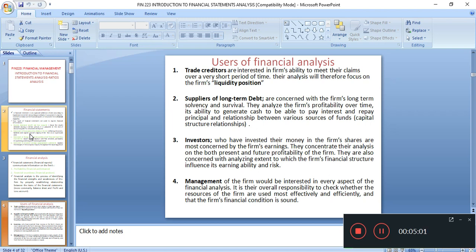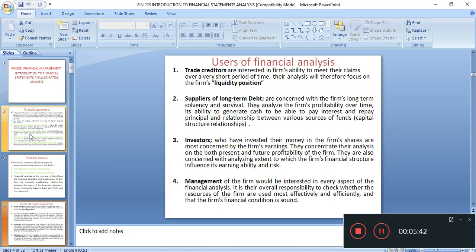Trade creditors are interested in the firm's ability to meet their claims over a very short period of time. The analysis will therefore focus on the firm's liquidity position. Suppliers of long-term debts are concerned with the firm's long-term solvency and survival. They want to know if the firm is solvent and able to pay the money owed to them.